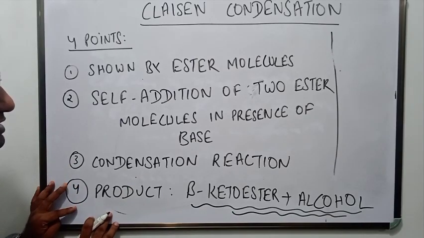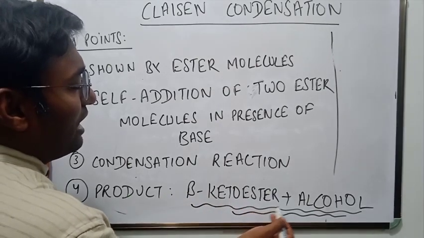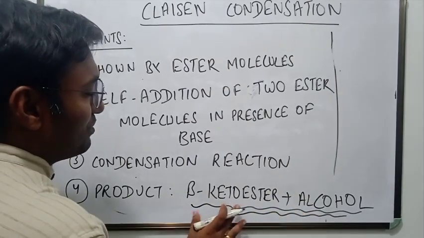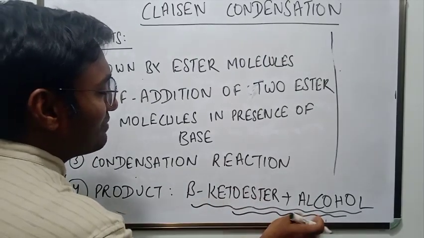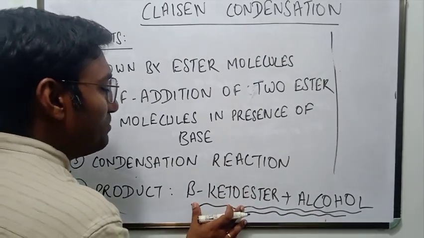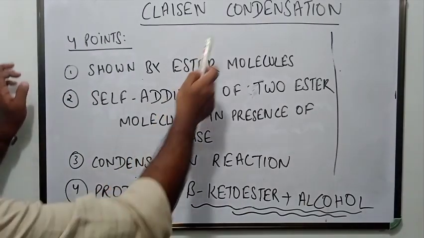The fourth point is that the product that is formed is a beta keto ester and an alcohol. Mainly it is a beta keto ester. We are not concerned with the alcohol. So these are the 4 points of Claisen condensation.